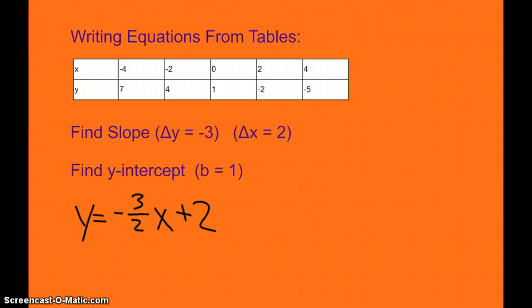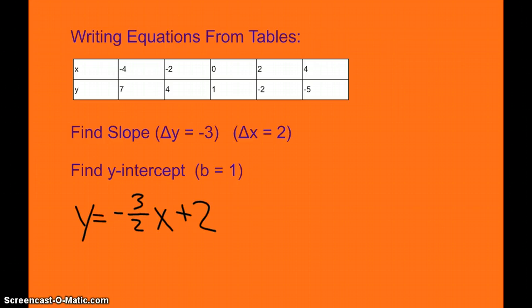So if you look at the table, our y values go 7, 4, 1. So that's a continuous pattern of going down 3. So our change in y is negative 3. Our change in x goes from negative 4 to negative 2 to 0. So that's up 2 each time. So our change in x is 2. So our slope becomes negative 3 halves. So we plug into our equation y equals negative 3 halves x.